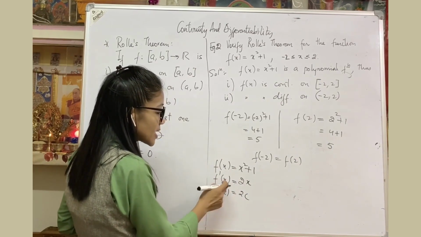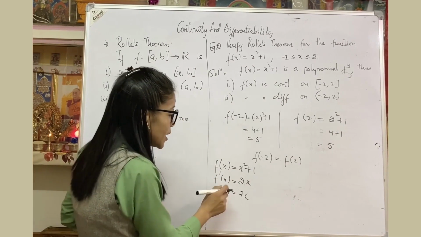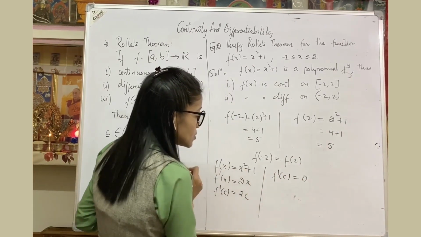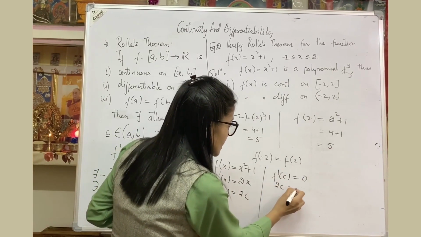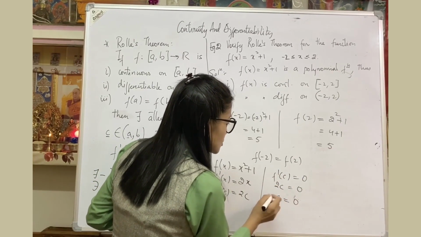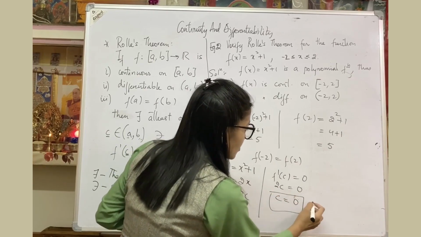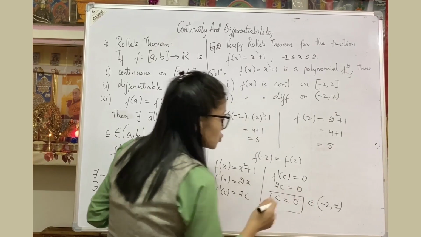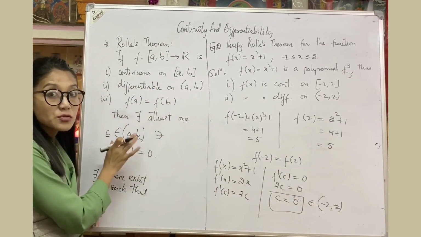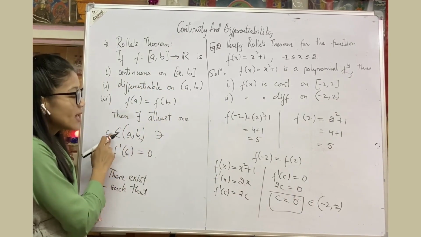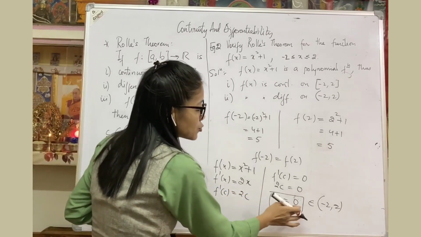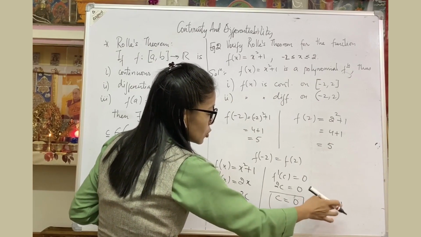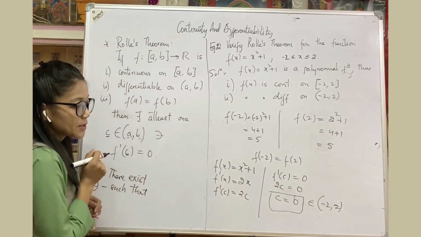After finding f dash x, you find f dash of c, and then you equate f dash of c to 0, which means 2c is equal to 0. So you get c equal to 0, and this value lies in the open interval -2 to +2. Please, you have to take the correct interval. After finding the value of c, you have to put the value of c in this open interval -2 to +2, right?